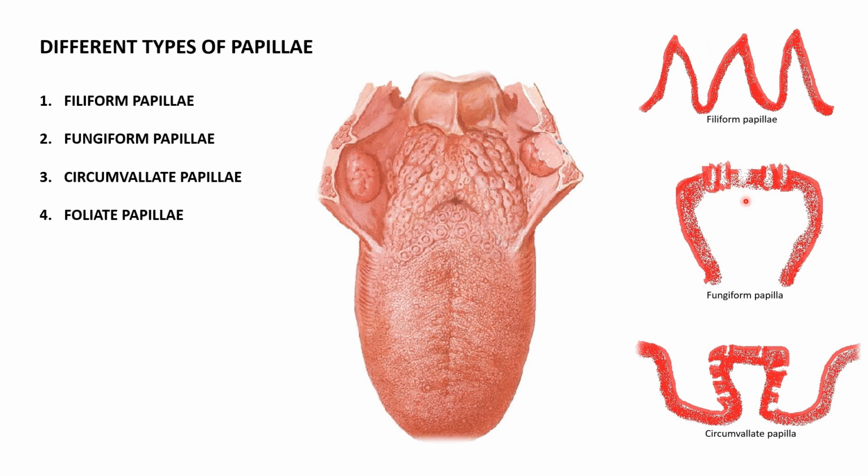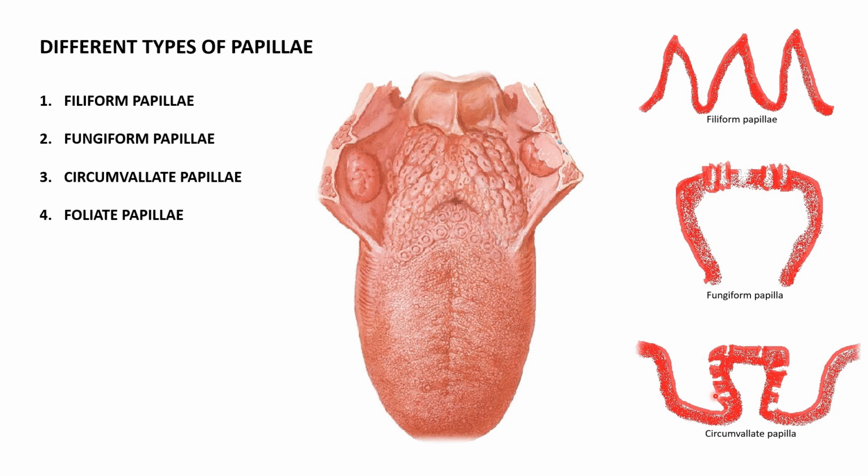The next variety is fungiform papillae. Fungiform papillae are larger than filiform papillae. They got that name because of their mushroom shape. There is a narrow trunk region and its upper part becomes wider. This is the mushroom shape, that's why fungiform. These can be seen here and there as isolated papillae, a little larger than filiform papillae. The taste buds are seen at the apex of these fungiform papillae.